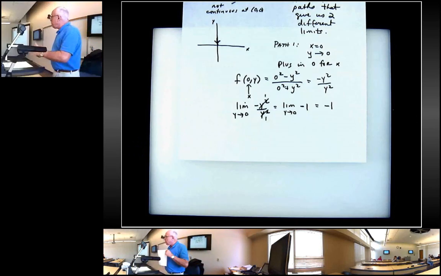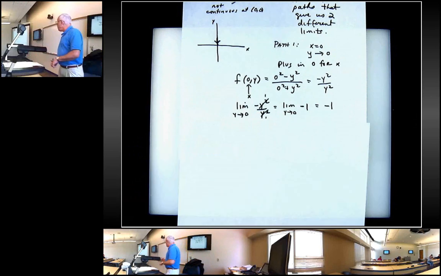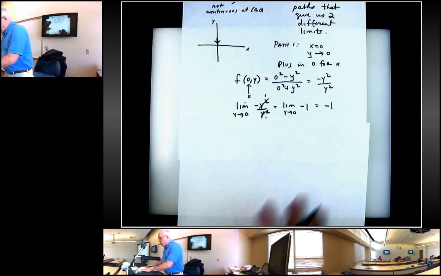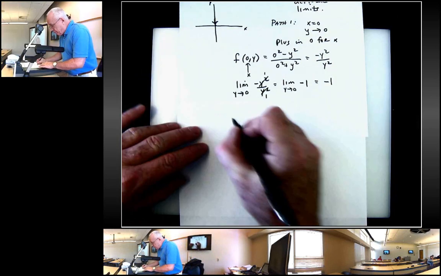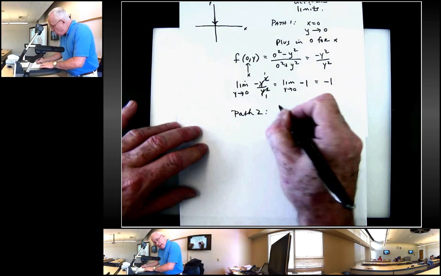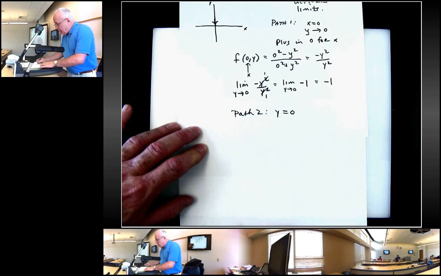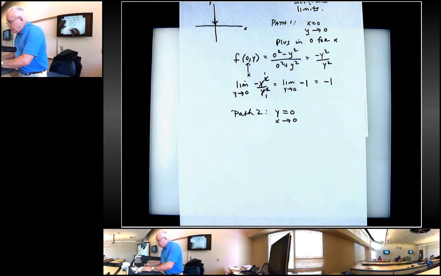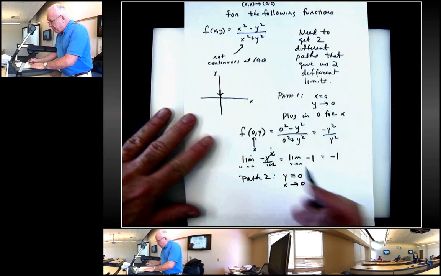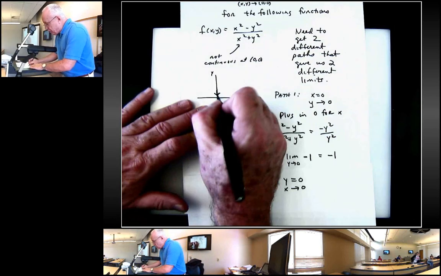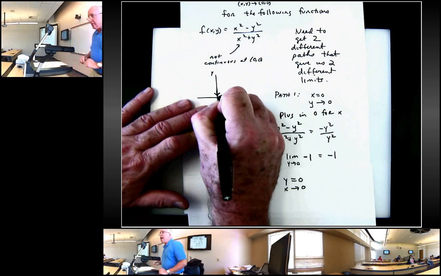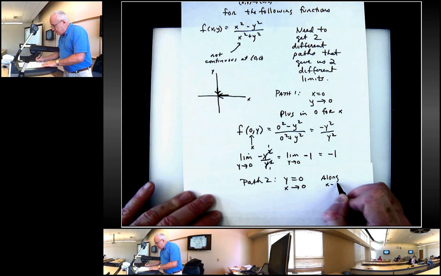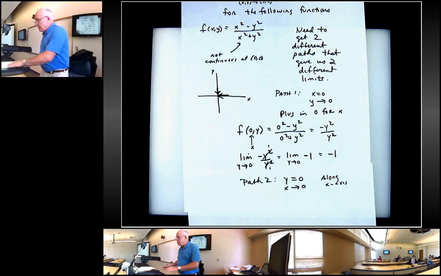Now let's try another path, and let's try an alternate path where y is equal to 0 and we're approaching it as x gets smaller. So here's path 2, and we're going to go y is equal to 0 and x is approaching 0. Right? So up here, this time around, we're approaching it along the x-axis. So this is along the x-axis. Okay? All right.